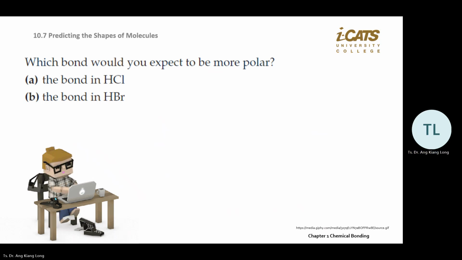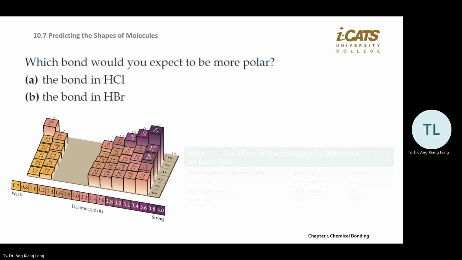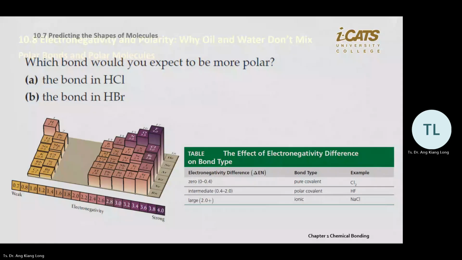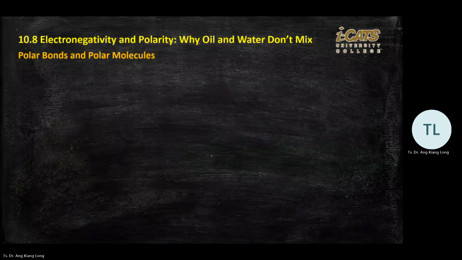HBr. H is 2.1, Br is 2.8, so the difference is 0.7. Also in the middle, but the value is different. But it asks you about more polar, right? So if the difference is higher, then it becomes more polar. Okay.